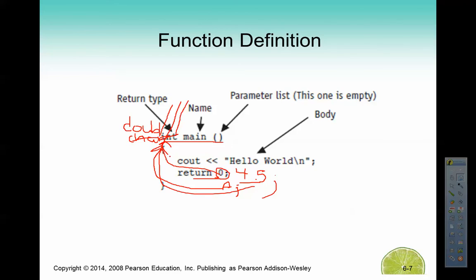So the return type is going to indicate what I'm going to be sending back. If I have a double here and I try to send the letter A, this is not going to work. The highway is going to close. And there's going to be an error.